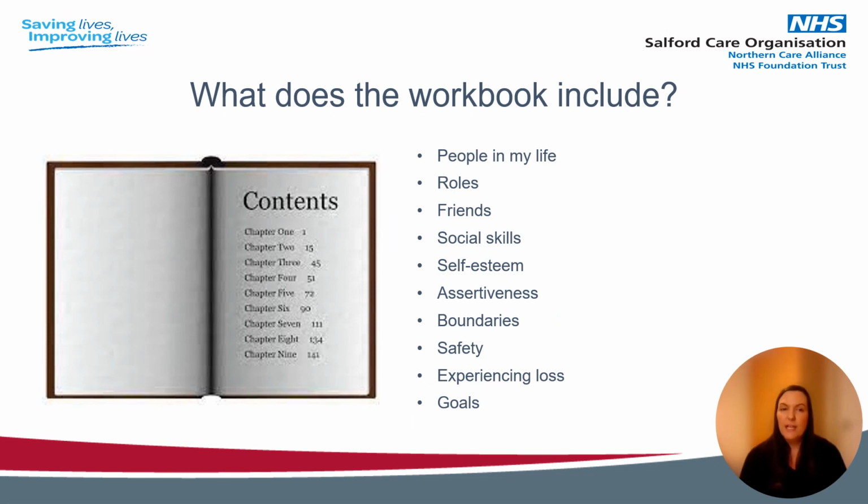So what does the workbook include? There are sections for people in my life, roles, friends, social skills, self-esteem, assertiveness, boundaries, safety, experiencing loss and goals. Each section can be completed at different times. You might choose to do 1 or 2 sections and then come back to it. You might choose to do the sections in a different order to the workbook. For example, if someone is really struggling with boundaries or safety, you might choose to start with these sections first.